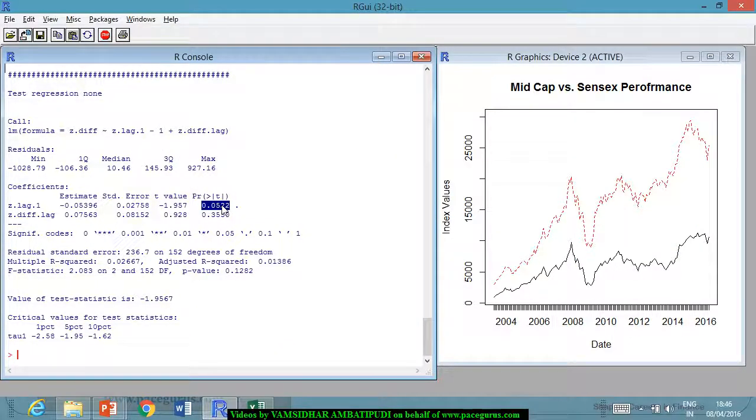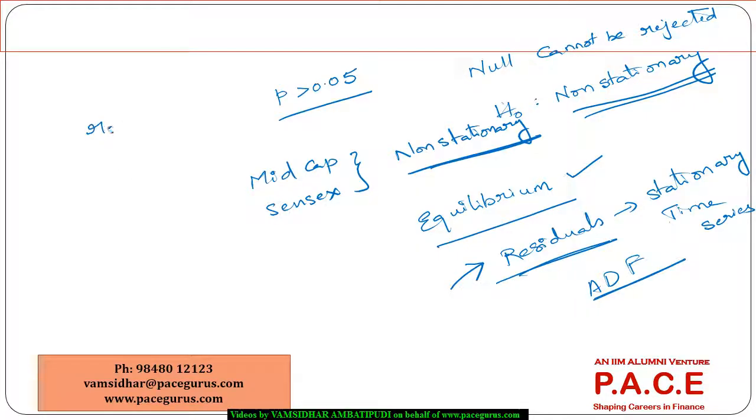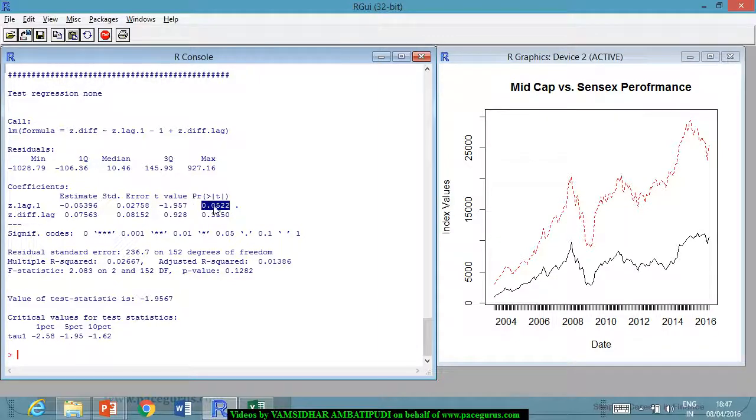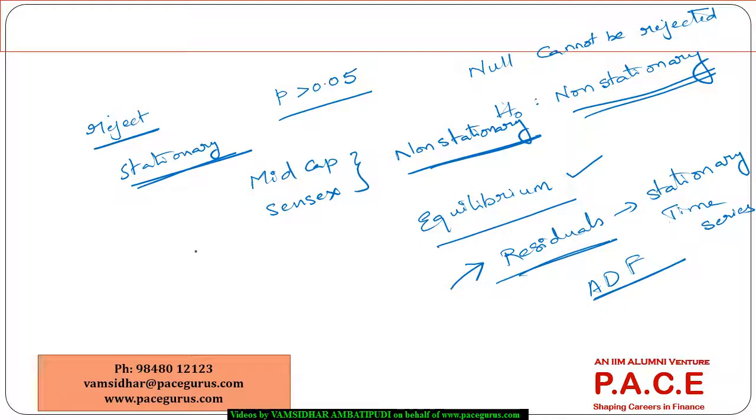So I can very well reject the null hypothesis, just for an understanding. Probably if it had been much lesser than 0.05, it would have been much better. I could have rejected the null hypothesis of non-stationarity, which means I can very well assume that the residuals are coming out more and more stationary. Right from this, I am able to make out that the residuals are more and more stationary. So if the residuals are more and more stationary, I can very well confirm that both my variables are co-integrated.